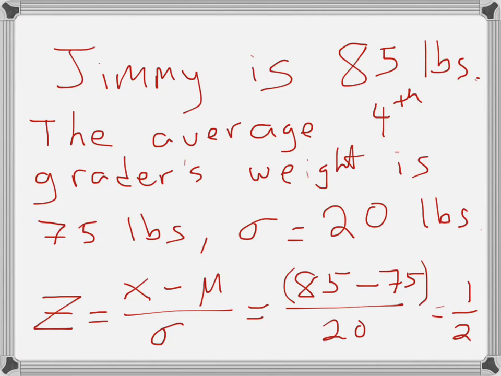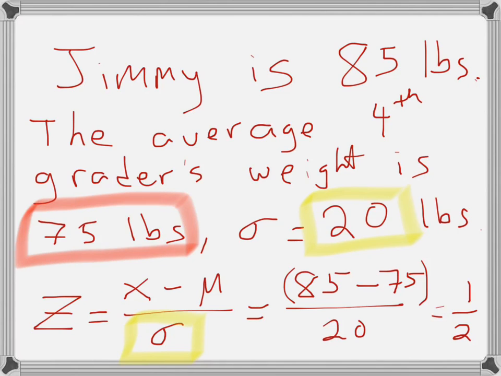So that 20 pounds goes in for sigma right there, because that's the standard deviation. And let's say that this 75 pounds, that's your mean, so that goes in for mu. That gives you 0.5. That's it.